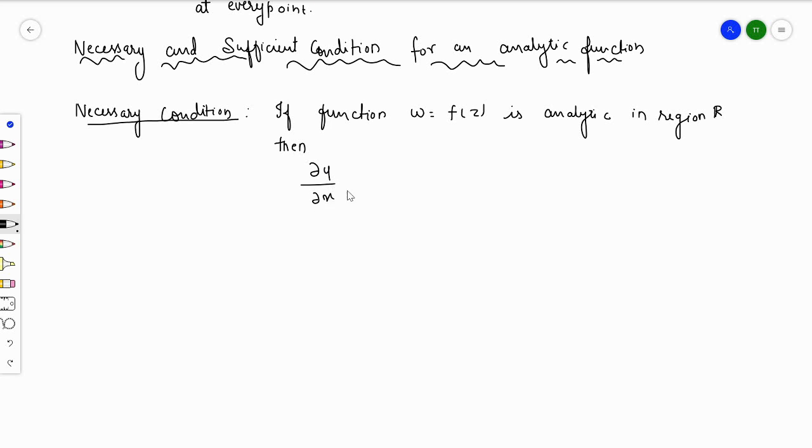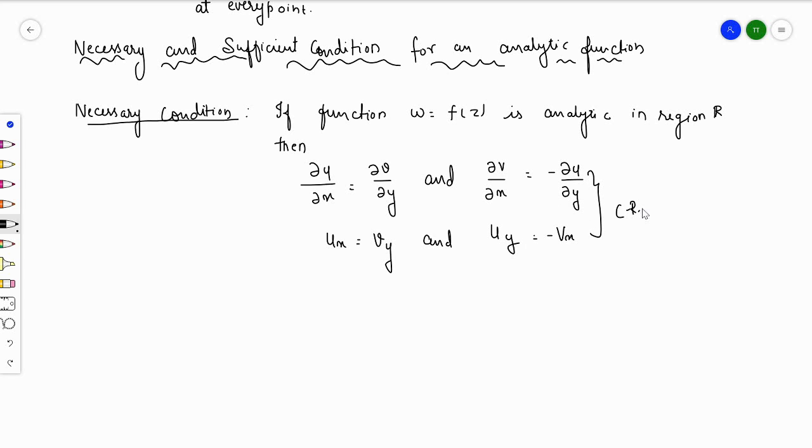del u by del x is equal to del v by del y, and del v by del x is equal to minus of del u by del y. Or you can say ux is equal to vy, and uy is equal to minus of vx. This equation is known as CR equation, or you can say the Cauchy-Riemann equation.